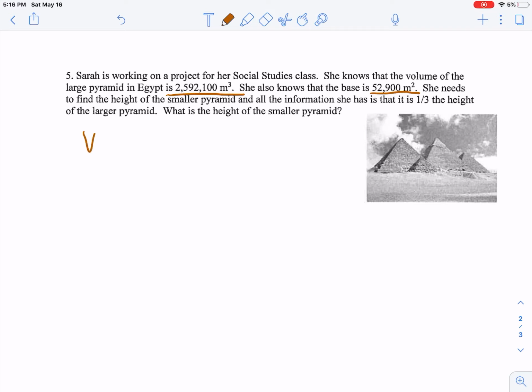So for a pyramid, remember, we know that our volume formula is 1/3 our area of our base times our height. So let's go ahead and find the height of our large pyramid first, and then using that, we'll be able to find the height of our smaller pyramid. So I'm going to go ahead and plug in what we know. So again, we know that 2,592,100 is our volume. We're going to keep our 1/3. We know our base area is 52,900. And then we're looking for our height, and I'm going to do an H subscript L, so we know we're dealing with the height of the larger pyramid.